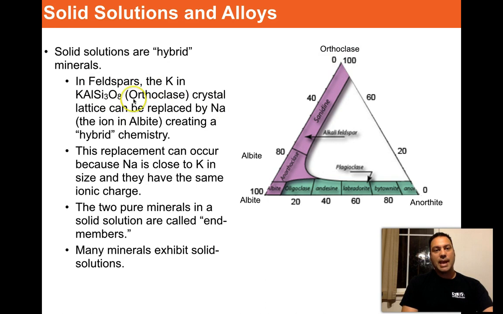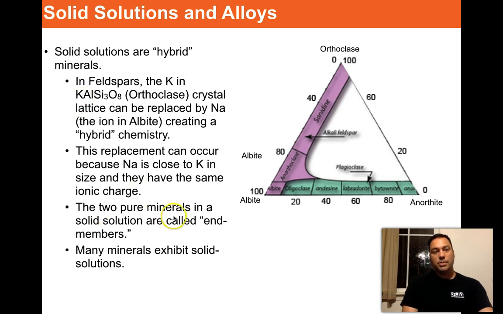In feldspars, the K in the KAlSi3O8 or orthoclase crystal lattice can be replaced by sodium, the ion in albite, creating a hybrid chemistry, right? So occasionally you might put in a sodium here instead of a potassium. And so this blends the two, right? It's not pure orthoclase and it's not pure albite, it's a mix. This replacement can occur because sodium is close to potassium in size and they have the same ionic charge. So it's okay. The crystal is totally fine saying, yeah, I'll go ahead and take an occasional sodium and put it in here. No problem.